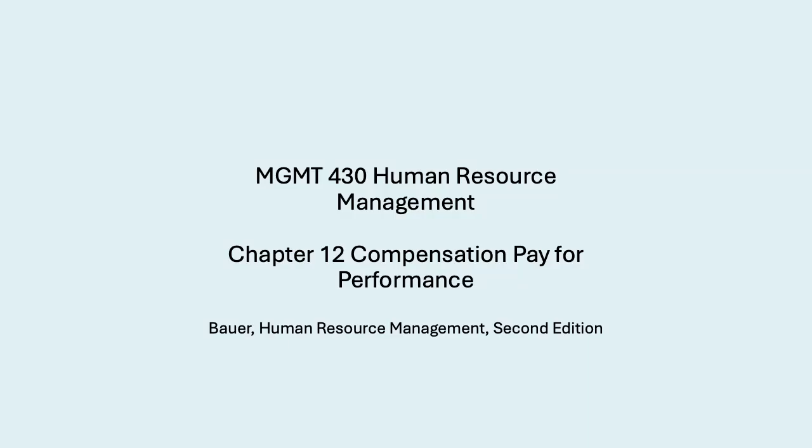Greetings, this is Management 430, Human Resource Management, and this set of lectures is about how do we determine pay for performance. And this is a combination of looking at performance appraisal information as well as the compensation side of it. Now, I want to be clear that pay for performance is not just about determining who gets pay increases or bonuses or things like that.